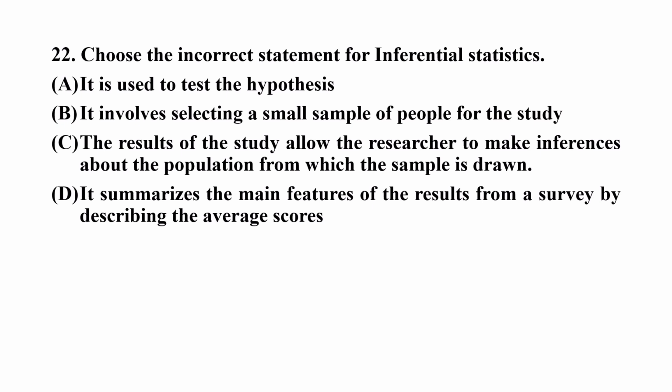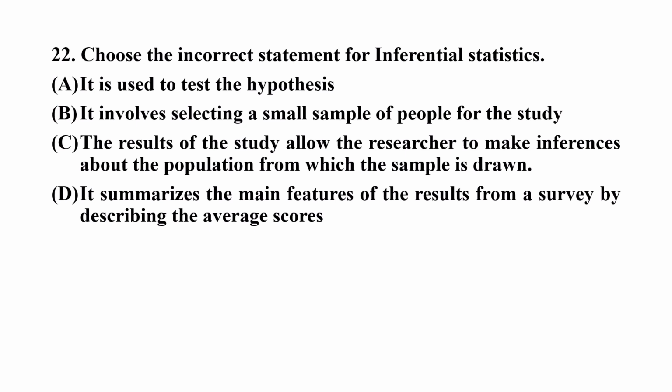Now option B, it involves selecting a small sample of people for the study. That is correct, yes. Inferential statistics works by studying a sample and then making conclusion about a larger population. For example, studying 100 patients to estimate the result for 10,000 patients. So option B is the correct sentence. Option C, the result allows researcher to make inference about the population from which the sample is drawn. That is correct. Yes, that is the main purpose of inferential statistics, using sample data to draw conclusion about the population. For example, estimating prevalence, predicting outcomes and generalizing result. So yes, C is the correct sentence.